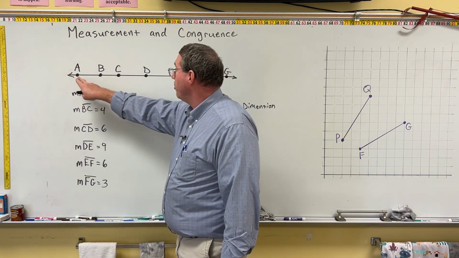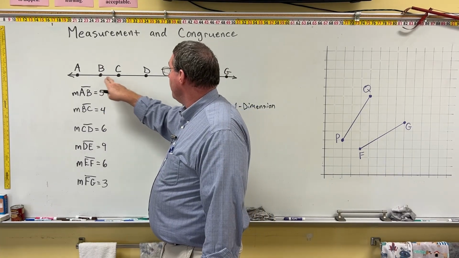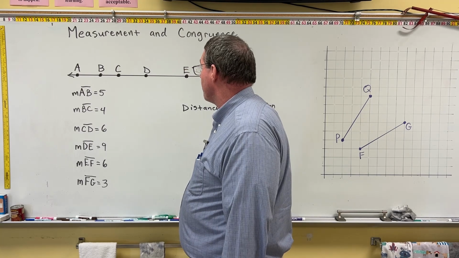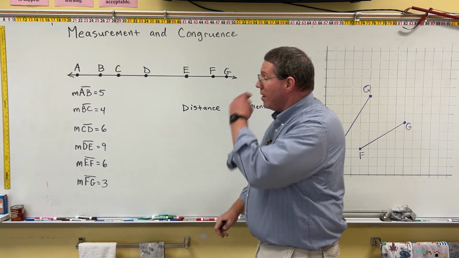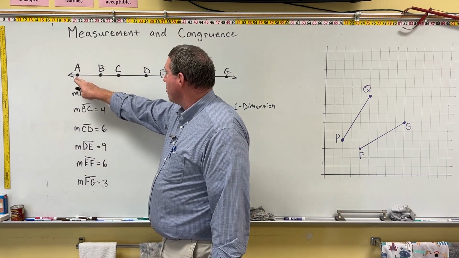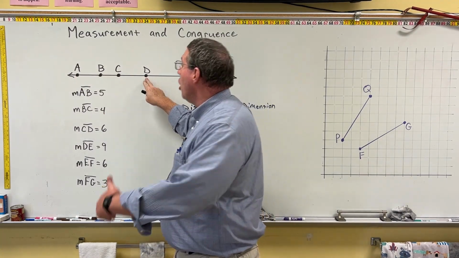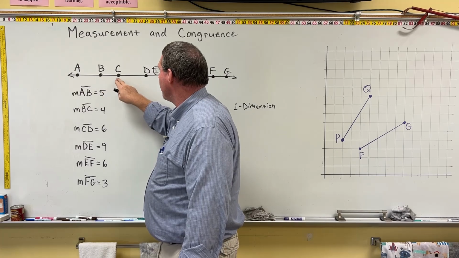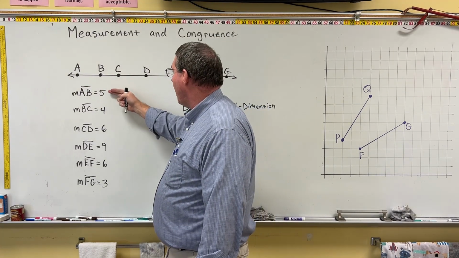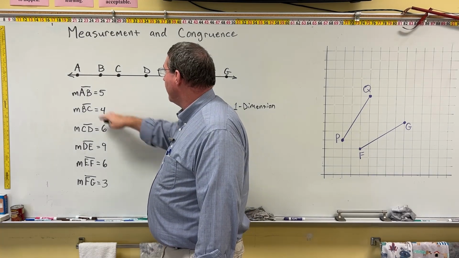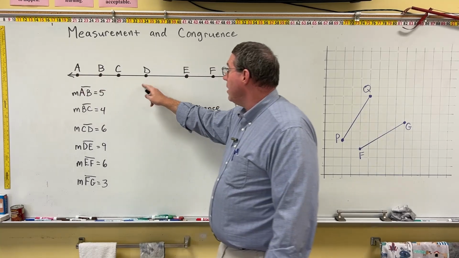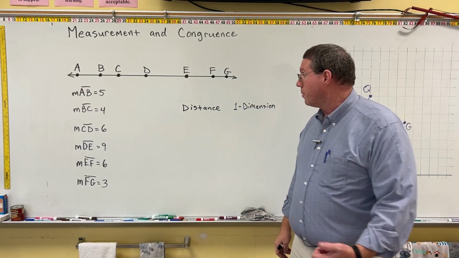And so distance is a numerical value that represents how far it is between 2 points. So the distance between A and B is 5, the distance between B and C here is 4, and the distance between C and D is 6. And we learned with the segment addition postulate that we can also measure the distance between A and D by knowing the distance from A to B, B to C, and C to D. All we do is add up the 3 separate measurements, 5 plus 4 plus 6, and that gives us 15. So now the distance between A and D is 15, okay?